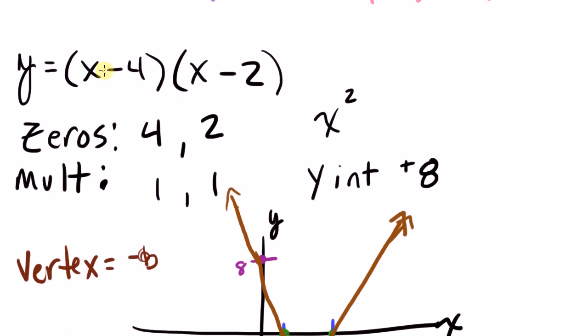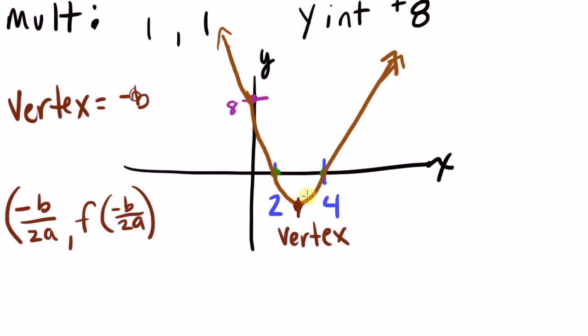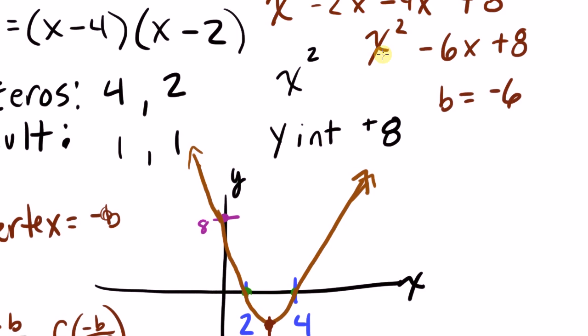Alright, so we have x squared minus 2x minus 4x plus 8. So this is x squared minus 6x plus 8. Okay, so b is equal to negative 6. So it's the opposite of b, so it becomes a positive 6. And 2 times a, what was a? 1. Yep, 1. So this is going to be over 2.